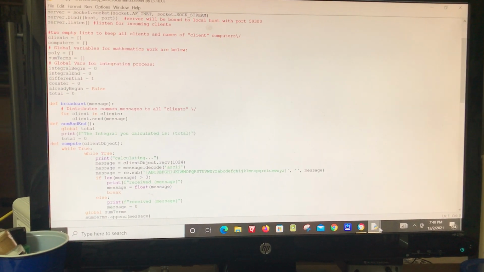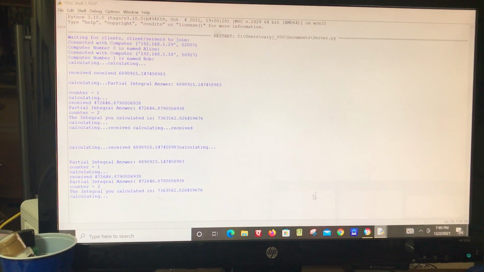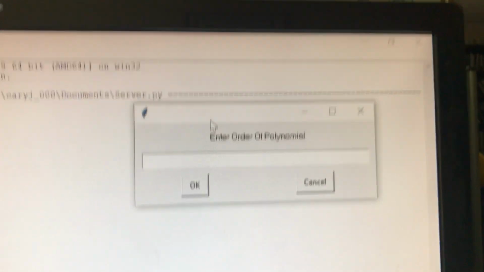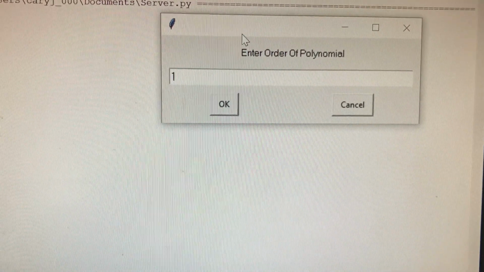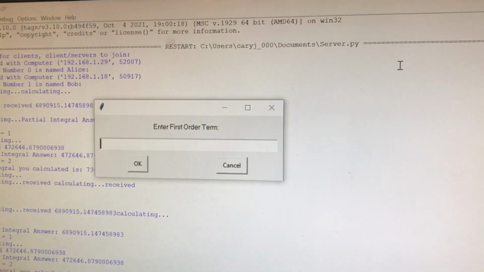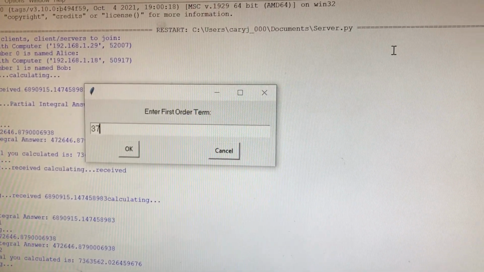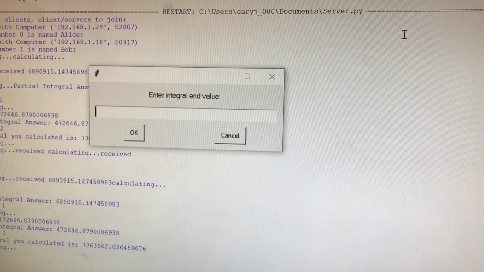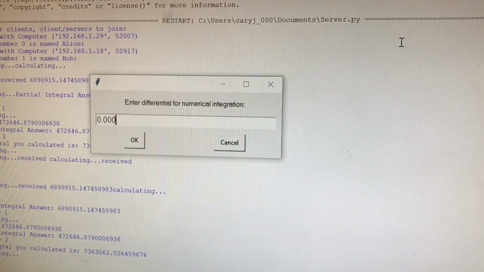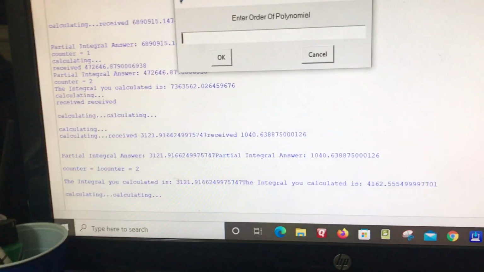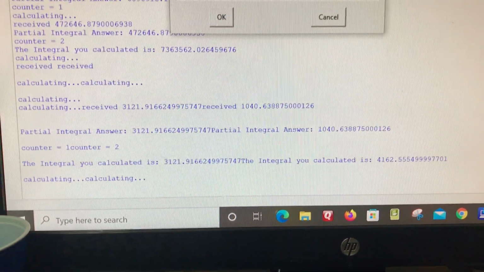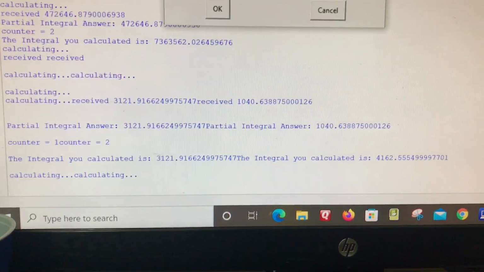Just for the sake of completeness, let's go back to the idle shell and enter one final polynomial. So let's enter basically a triangle. So first order problem with an intercept of 0, a slope of 37, and we're going to run it from 0 to 15 and a small differential. And so it's connected with Alice and Bob yet again. It's ready for another calculation here. I've modified the program from yesterday, so it's able to do multiple calculations in succession.